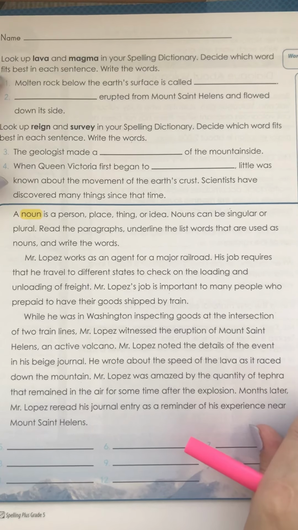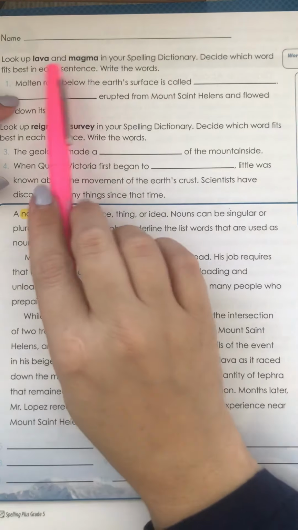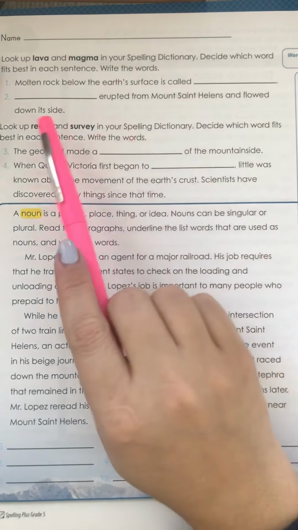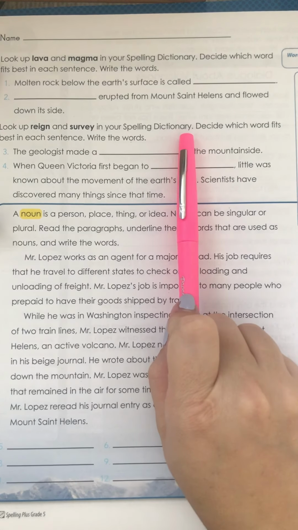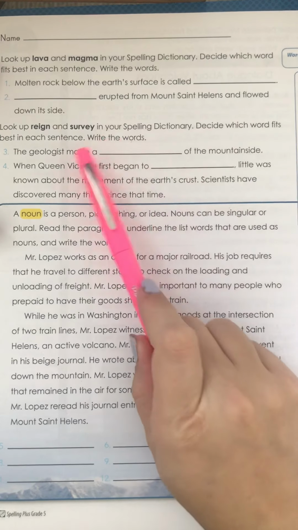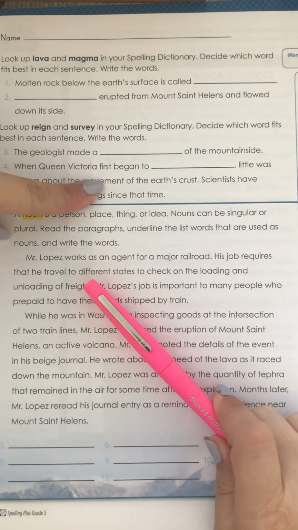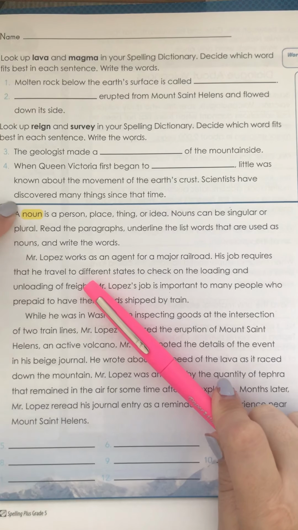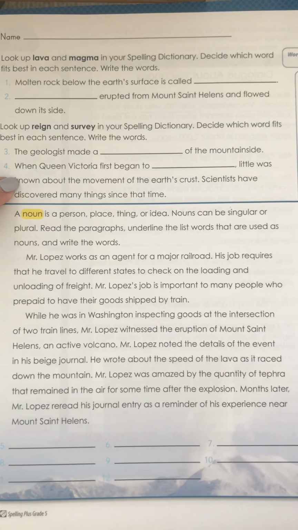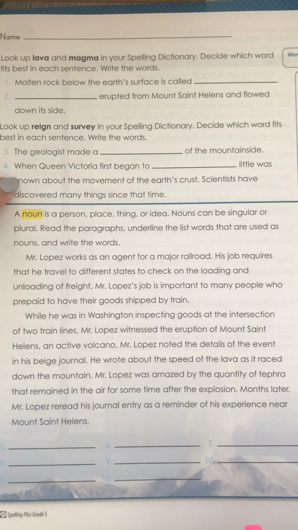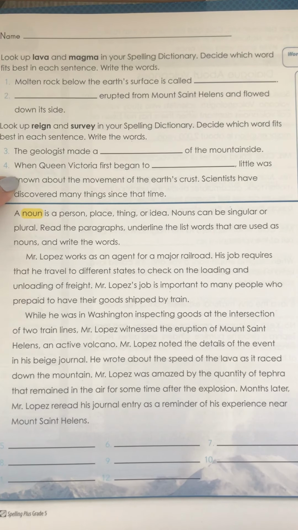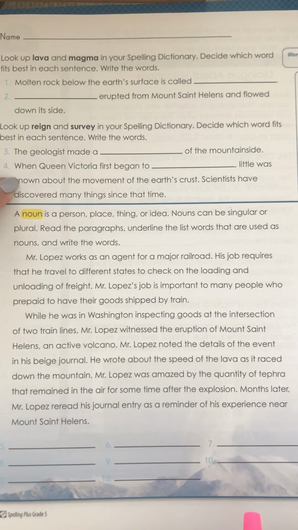So you're going to decide for 1 and 2 which of these words fit best. Then you're going to look up rain and survey in your spelling dictionary. And then you're going to decide which word fits best in these sentences. Now we're going down to nouns. It says a noun is a person, place, thing, or idea. Nouns can be singular or plural. Read the paragraphs and underline the list words that are used as nouns and write the words.